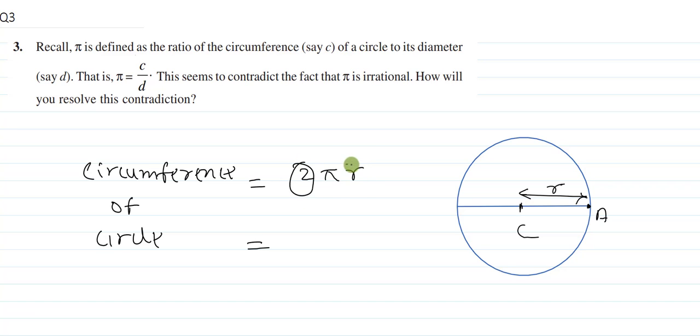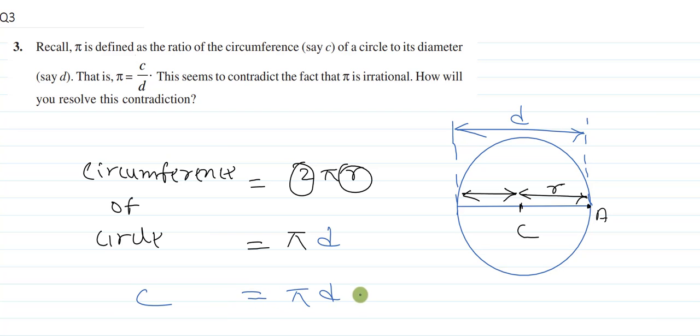We know that twice the radius, that is radius plus radius, is your diameter, right? Let's suppose the diameter is small d. Let me write this here. This distance is twice r, that is the length of the diameter. So the circumference is pi d. Let the circumference of the circle be denoted by c, equal to pi into d.